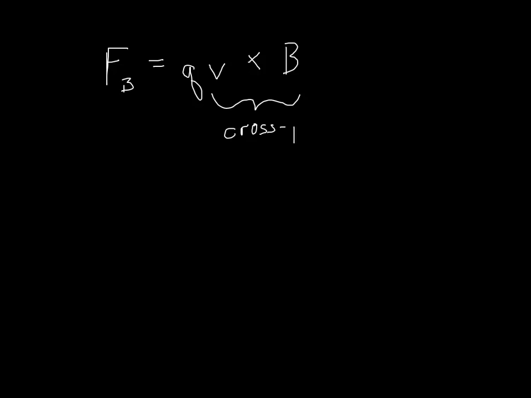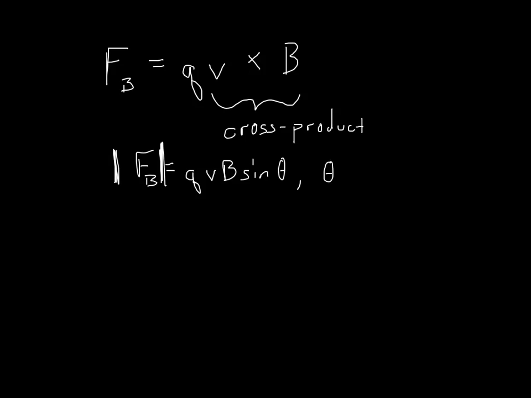We should remember cross products from Physics 1. And in general, the magnitude of the force is QvB times sine theta, where theta is the angle between v and B. Like I said, this is only the magnitude of the force, QvB sine theta.